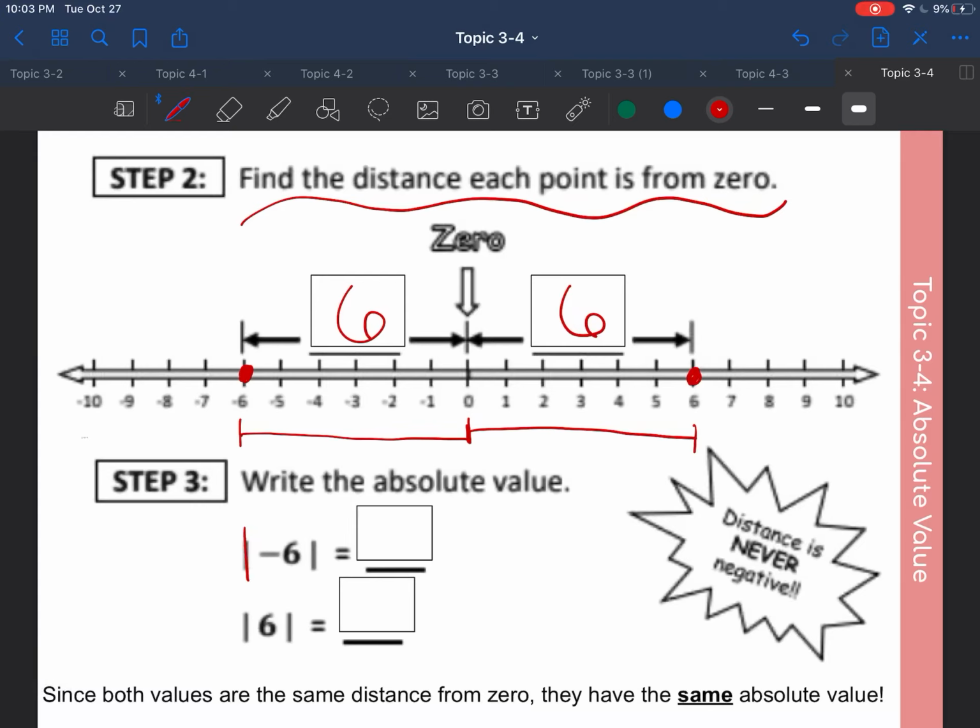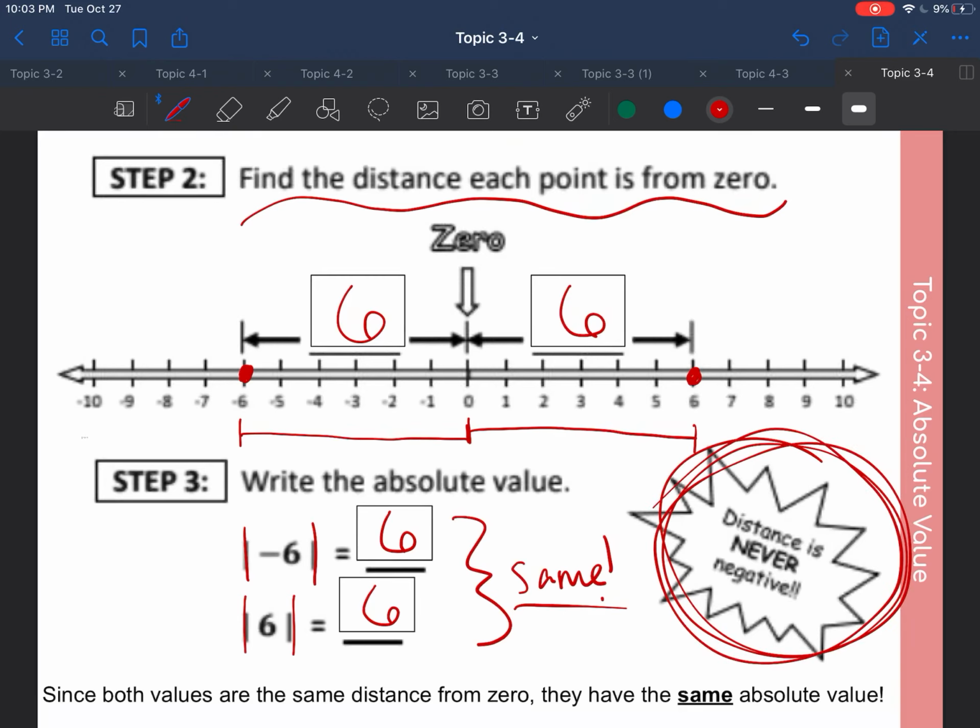So the absolute value, and again, you see these lines around -6, the absolute value of -6 is 6, because that's how far away it is from 0. And the absolute value of 6 is also 6, because that's how far away it is from 0. So both of those values, if you find the absolute value of them, you get the same exact number because they are both 6 units away from 0. And they're both positive because this little star says that distance is never negative. That makes sense because if I'm biking to my friend's house, I'm not going to say I'm biking -2 miles away. I'm just saying I'm biking 2 miles away. So distance is never negative. Since both values are the same distance from 0, they have the same absolute value.